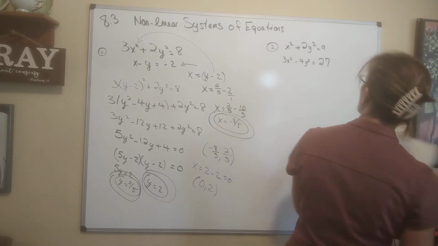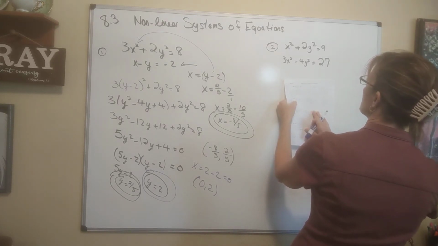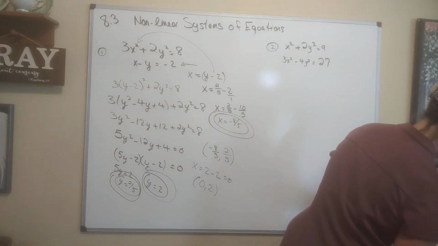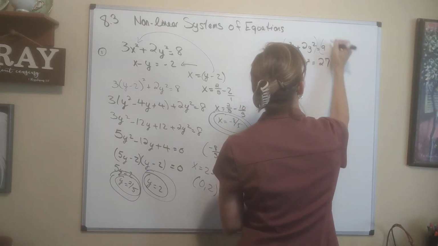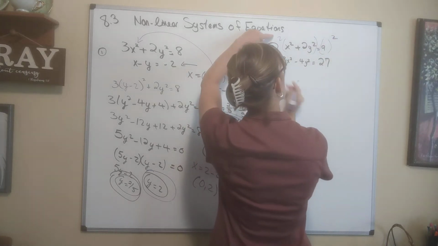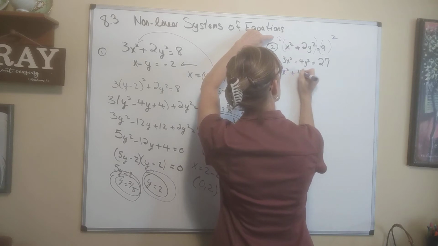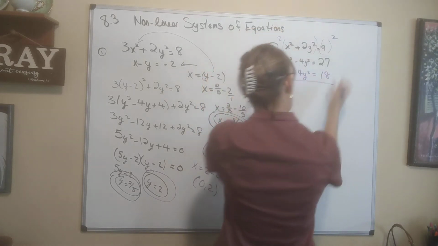Did I write this down right? x squared plus 2y squared is 9. 3x squared minus 4y squared is 27. Okay, so let's see. I'm going to multiply the top equation by 2, by positive 2. Okay, what happens there? Then this becomes 2x squared plus 4y squared is equal to 18. And I'm going to add these together.